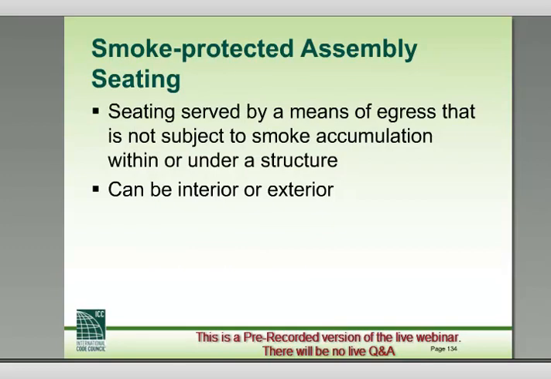There's a definition for smoke-protected assembly seating, which means seating served by a means of egress that is not subject to smoke accumulation within or under a structure. So that means your smoke-protected assembly seating can be interior or exterior, and there's technical criteria for how you make sure that it is smoke-protected. Most of the time, when you're outside, it's smoke-protected assembly seating. If you're inside, it's a question of the shape of your roof and how high it is above your seating, so that you can have smoke within the space, or a system that evacuates the smoke so it gives people a longer chance to get out.